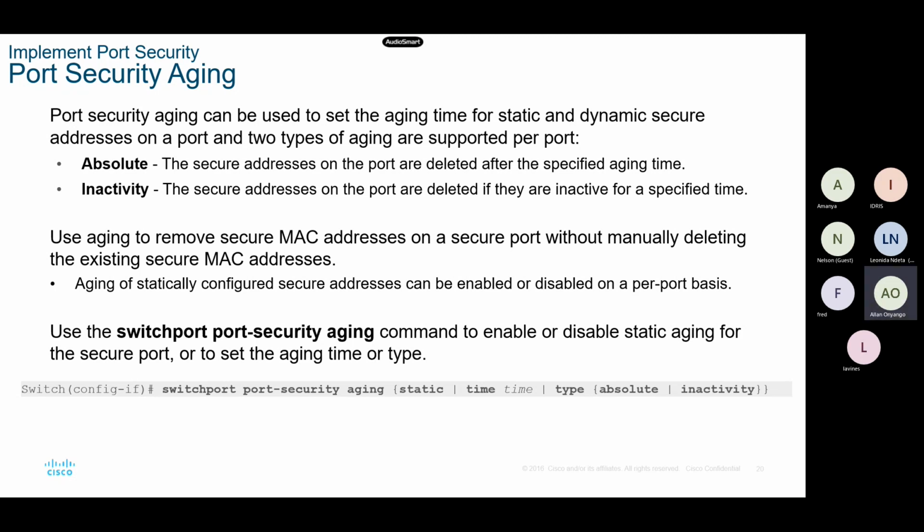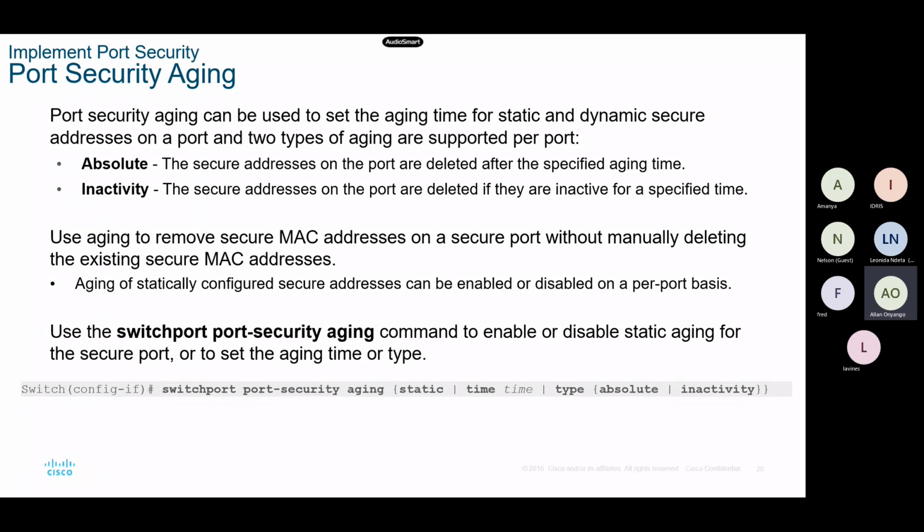Then for the aging for inactivity, this is whereby the address on this port is going to be deleted if it remains inactive for a specified period of time. If it remains inactive, that means the MAC address was learned, but either no browsing is taking place on that particular port, or there's absolutely no device connected. So it's going to be deleted. The absolute is if it's going to be deleted after a specific aging time that is configured. And so configurations could be done here for aging.